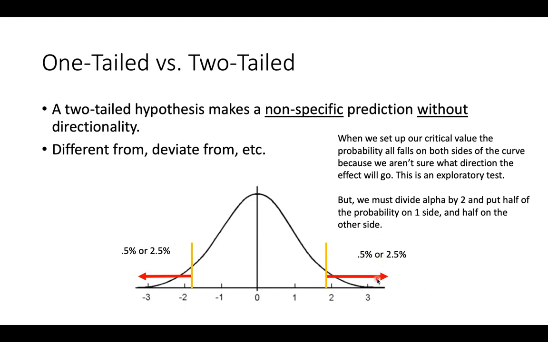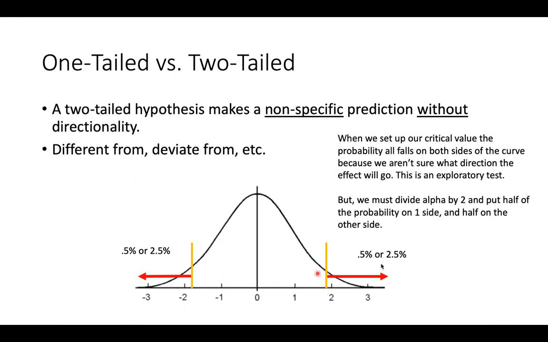So what that means is that we're doing what's probably called an exploratory analysis. We don't have a good reason to hypothesize that this group will be less than or that the group will be greater than the population. We're not sure. We just think they will differ.